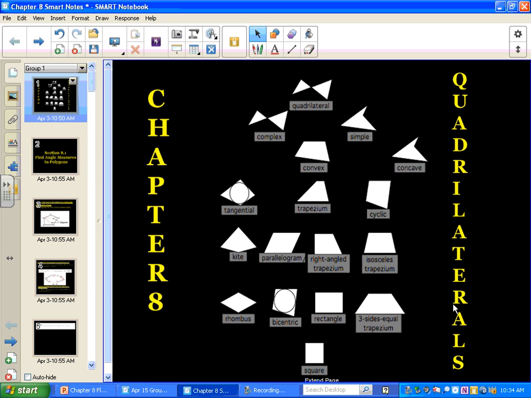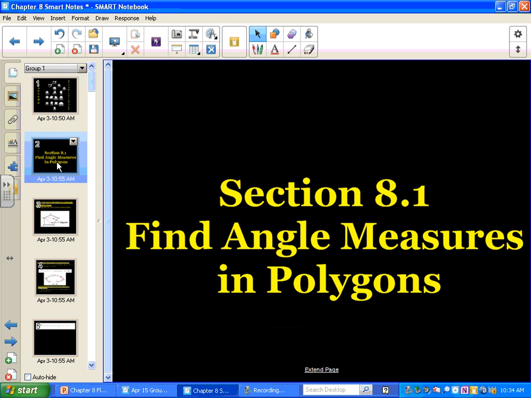Okay, so we're going into Chapter 8. We're starting to study quadrilaterals now. And we're looking at 8.1 today. And in 8.1, we're looking at finding the angle measures in polygons. This is something that you have studied before back in your pre-algebra days, 7th, 8th grade, measures in polygons.